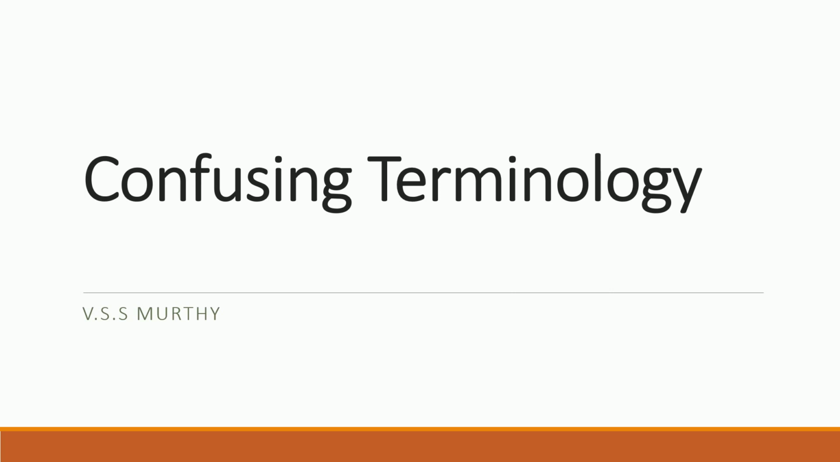I am coming up with a new concept: confusing terminology. In mathematics, the language of mathematics is very important. Certain times we get confused. There are several times we use different terminology instead of suitable terminology. What are such terminologies which cause confusion in mathematics? Let us go through.